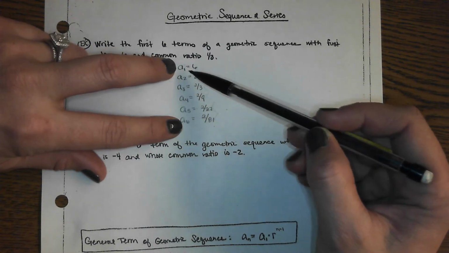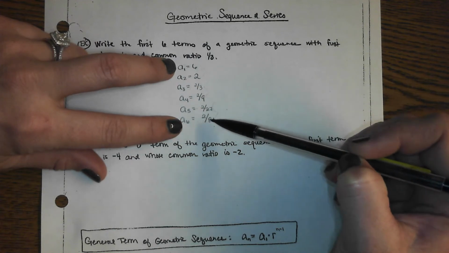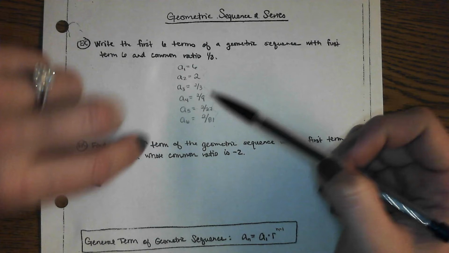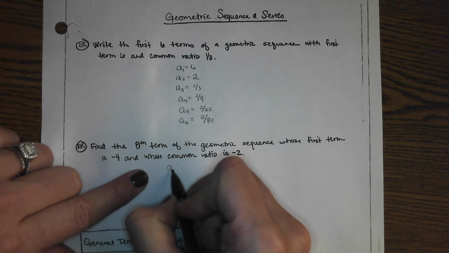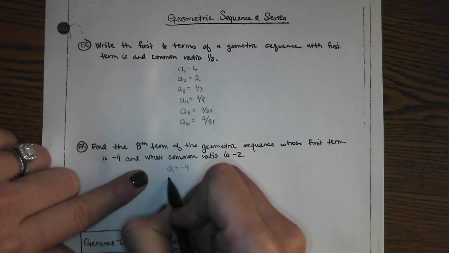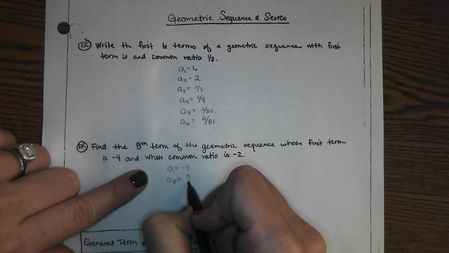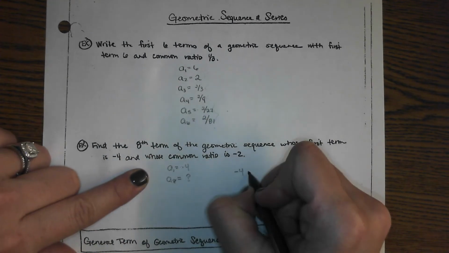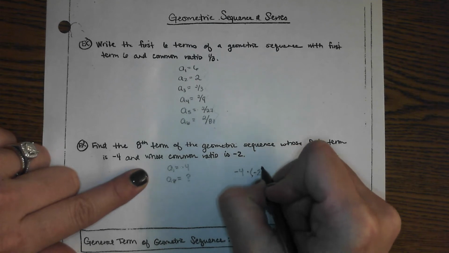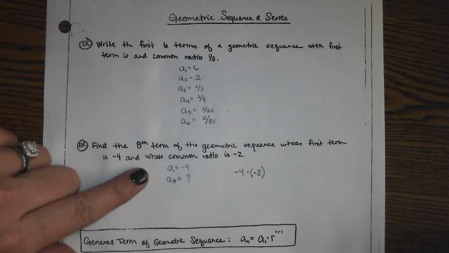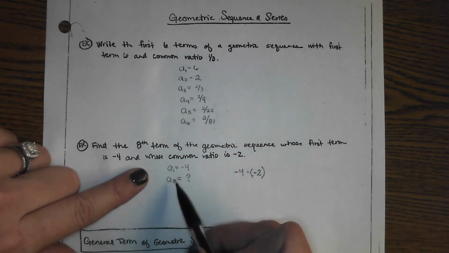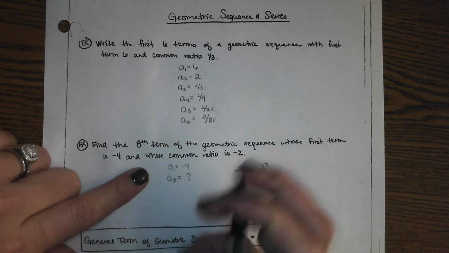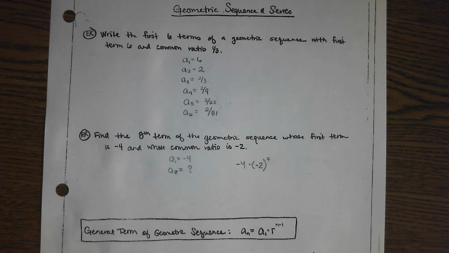So we multiplied by that r value 5 times. So for this one, if our first term is -4 and we're looking for our 8th term, we're going to start with -4. And we're going to multiply by our common ratio of -2 how many times? To get from the first to the 8th. 7 times. And then, oh boy, -2 to the 7th power.